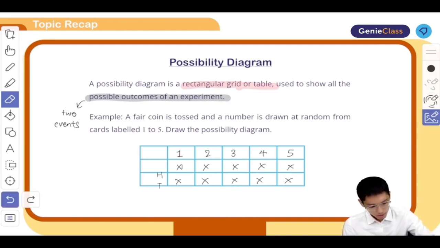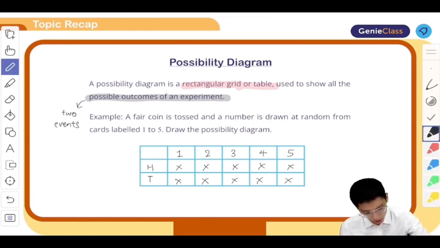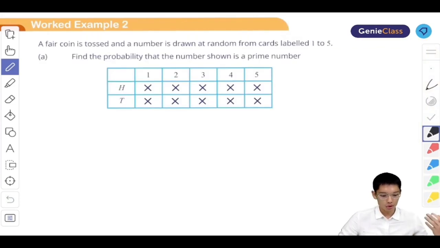Okay, now just give me a moment. Let me just do some erasing. Yes, possibility diagram as such. So this is how I would do it. Now, let's see what kind of questions can come up. Of course, I'm not going to redraw the possibility diagram. It is drawn up here for you, printed out nicely.